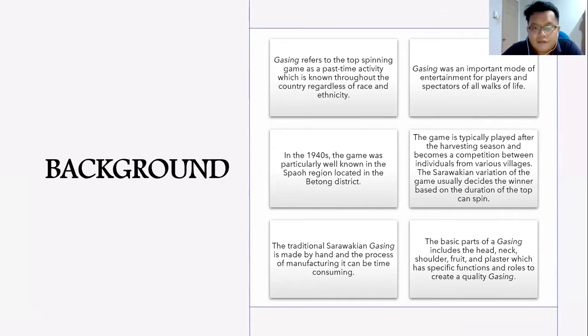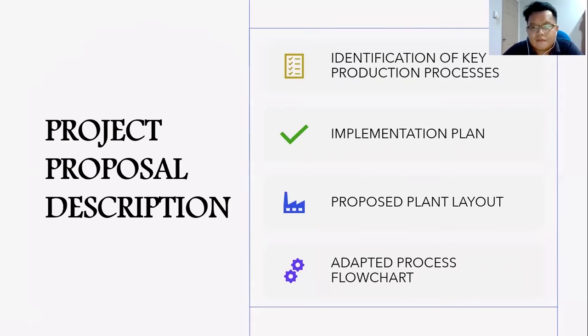The Sarawakian variation of the game usually decides the winner based on how long the top can spin. The traditional Sarawakian gasing is made by hand and the process of manufacturing can be time consuming. The basic parts of the gasing include the head, the neck, shoulder, fruit, and plaster, which have specific functions and roles to create a quality gasing.